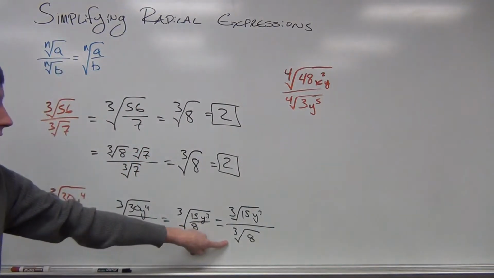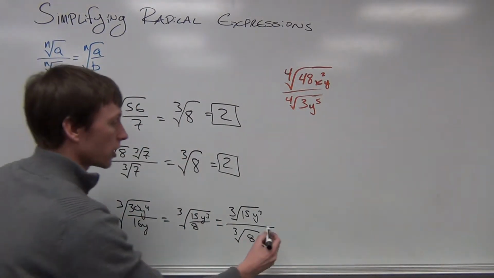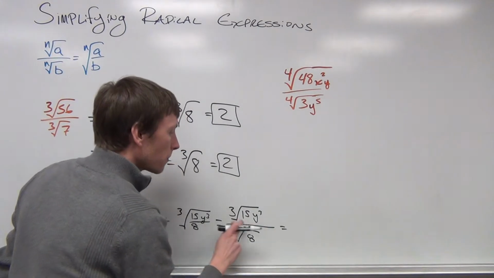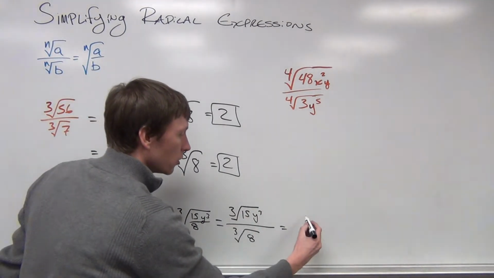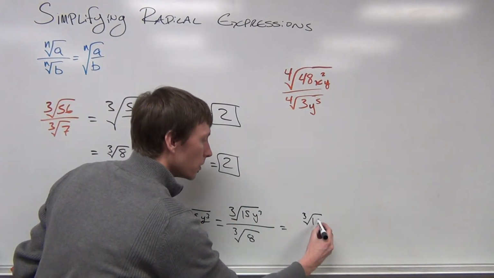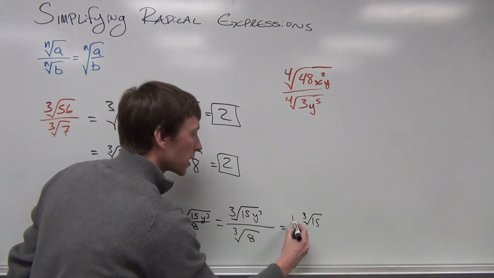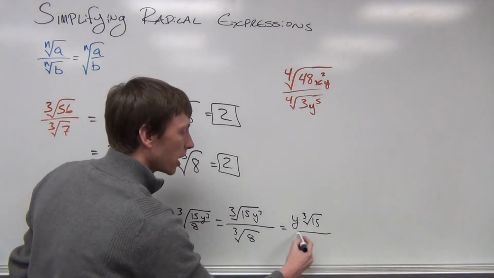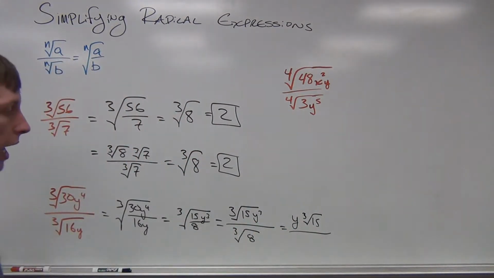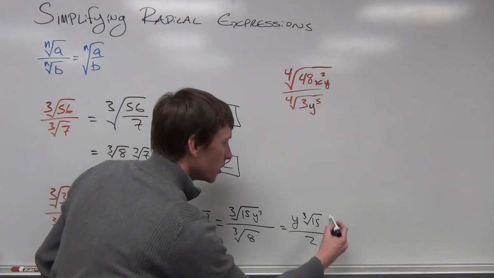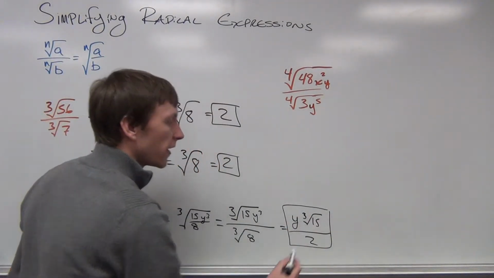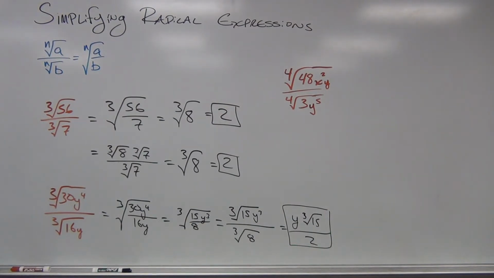Now we know what this is because we just did that in the previous exercise. But in my numerator, I've got the cube root of 15, which I can't do. But I've got the cube root of y cubed, which I can do. So I'm going to pull that to the outside. The cube root of y cubed is y. The cube root of 8 is 2. So this is our final simplified form for this expression, the cube root of 30y to the fourth divided by the cube root of 16y.